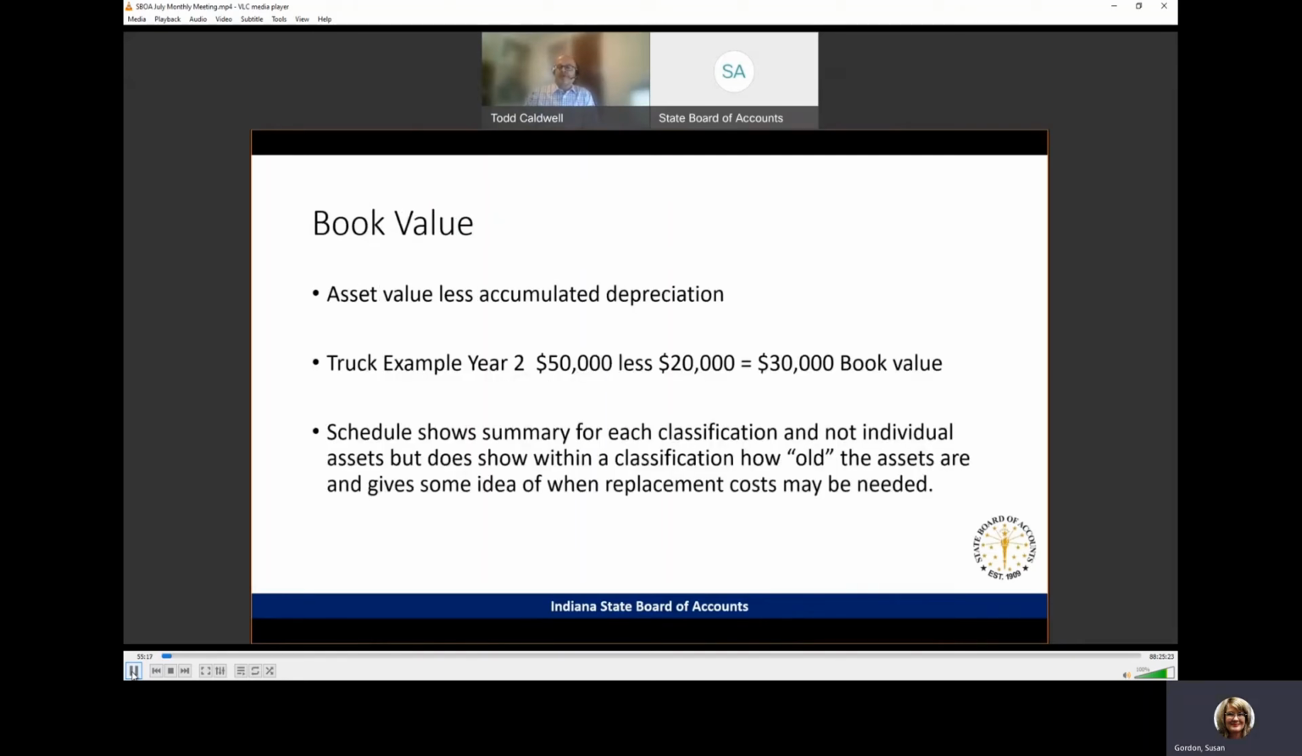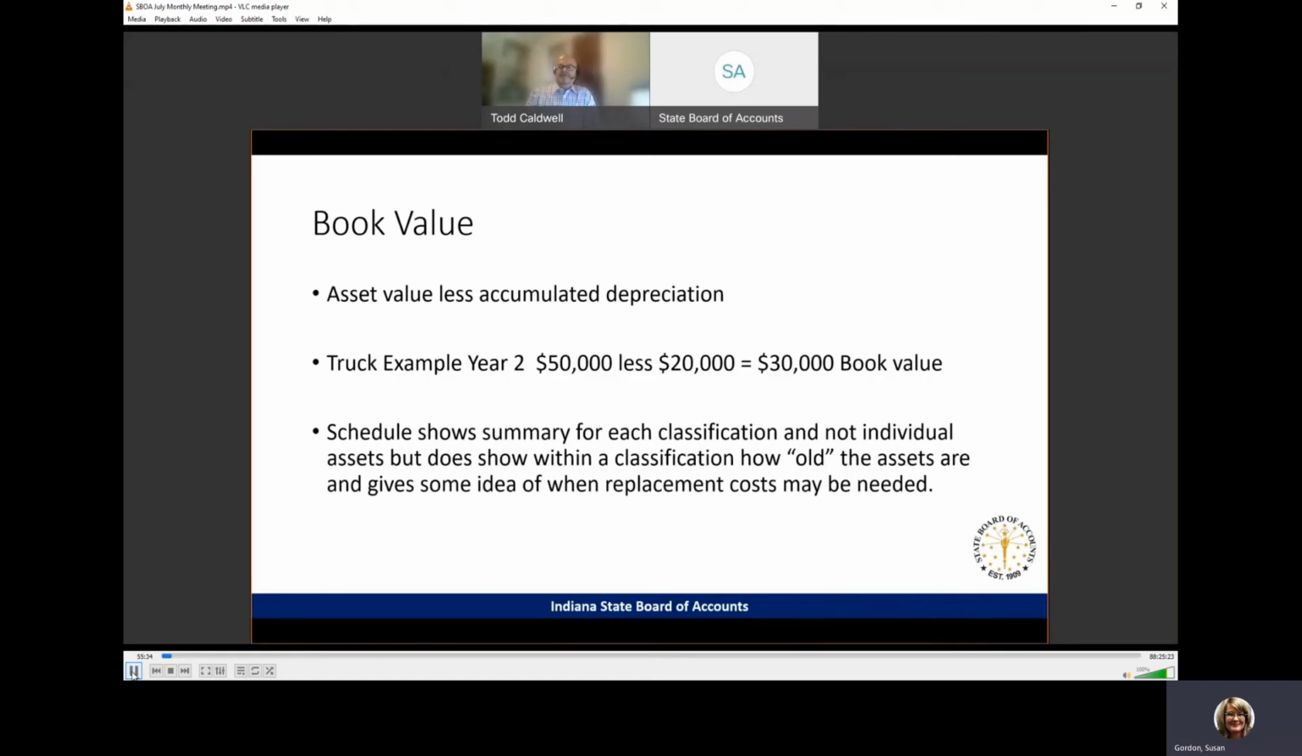You may have heard the term book value before. This is the asset value less the accumulated depreciation. Again, this is not market value, but it's the carrying value on your books, hence the term book value. Why do we need this information, or what does it add to the financial statements?